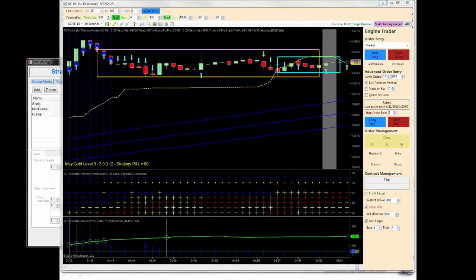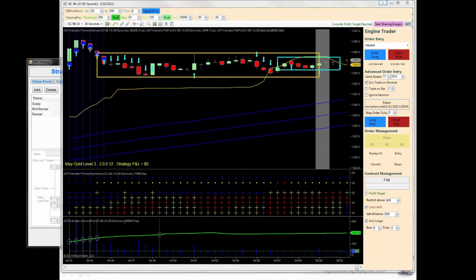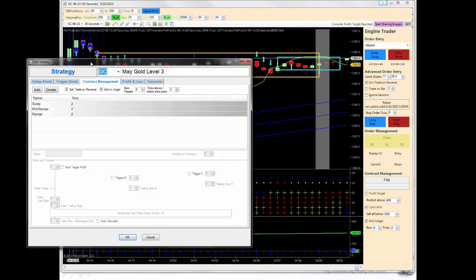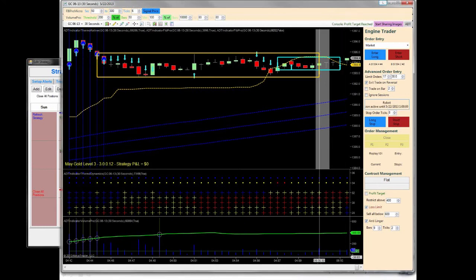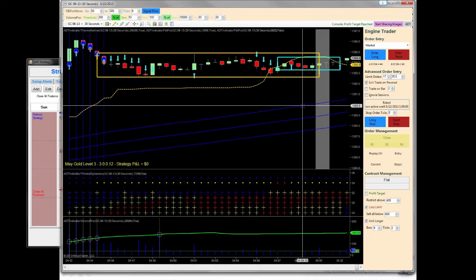That gray bar there represents a session break. And see down here that strategy profit and loss is reset to 0. That's defined over here in the session screen. We just went past 8 a.m. and flipped to 8:01 a.m. Now my chart says 5:01 a.m. That's because I'm running in Pacific Standard Time and the robot's set up to operate on Eastern Time.